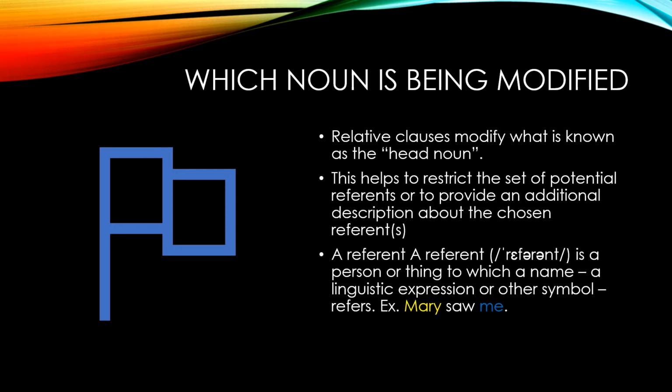A referent is a person or a thing to which a name, a linguistic expression, or other symbol refers. So in this sentence, Mary saw me, Mary is a referent because it's referring to the person that actually is Mary. And me is a referent also as it is referring to the person that's speaking the sentence, which would be me.